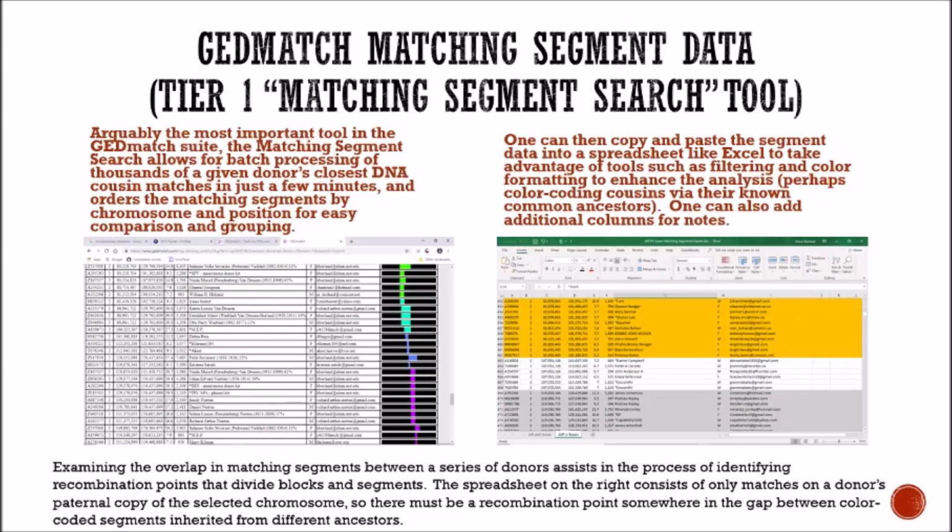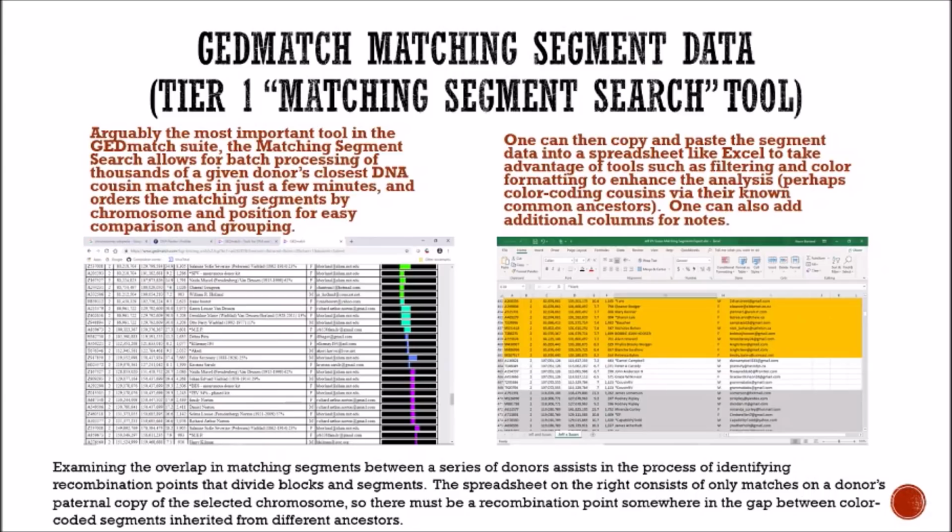Some of my matching cousins may have 10 matching segments with me. Some may have one. Some may have 40. It puts them all in order, and not by the donor, but rather in positional order. It goes by chromosome and then by start point. It sorts them all for you, and it even provides a little visualization of that on the right side, so you can see what's going on.